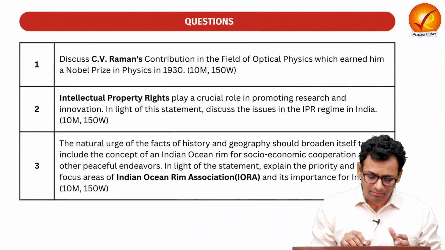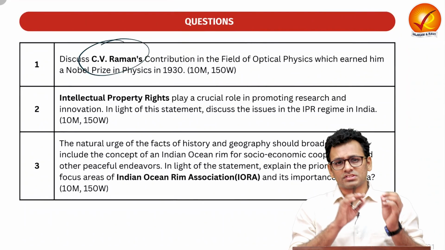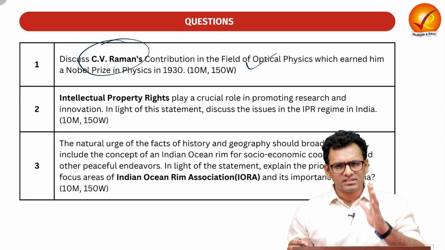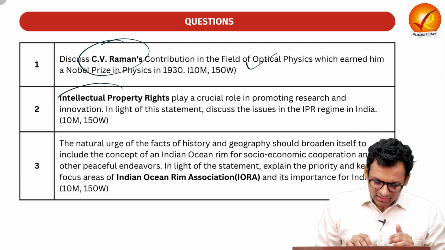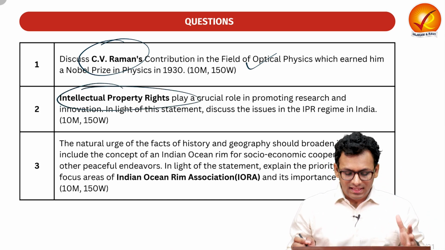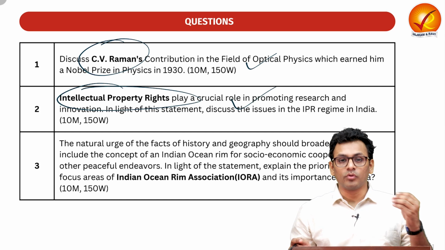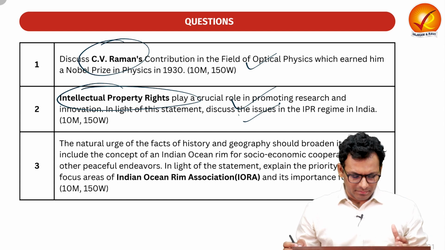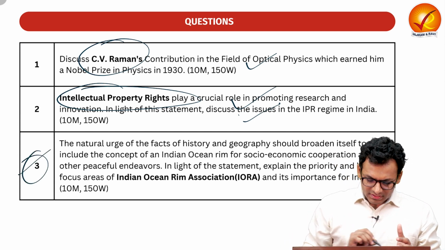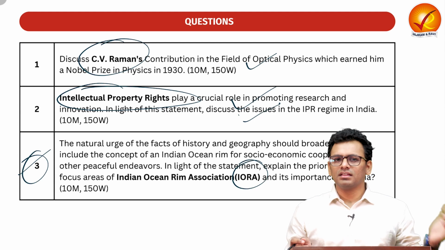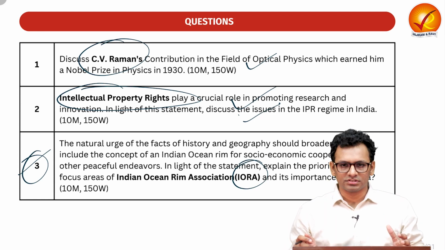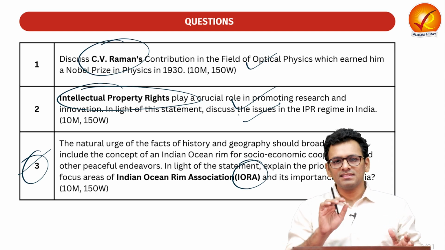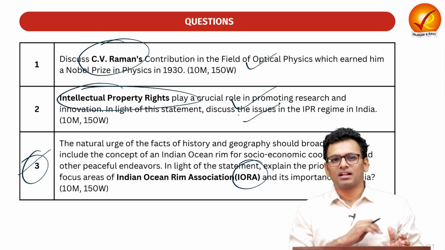The very first question is about C.V. Raman and his contribution specifically related to the field of optical physics, which led him to the Nobel Prize. The second, we are going to talk about intellectual property rights and how it has a crucial role with respect to promoting research and innovation in our country, and we also see issues about the same. The next, which is a current affair based question, we are going to talk about the recently concluded meeting of the Indian Ocean Rim Association, and we'll see what exactly is the focus area and how IORA is significant for India's interest. Let's start with the very first question.